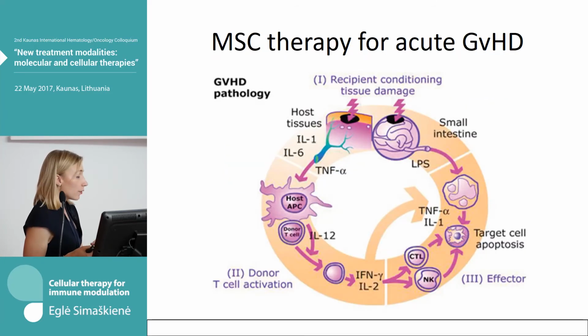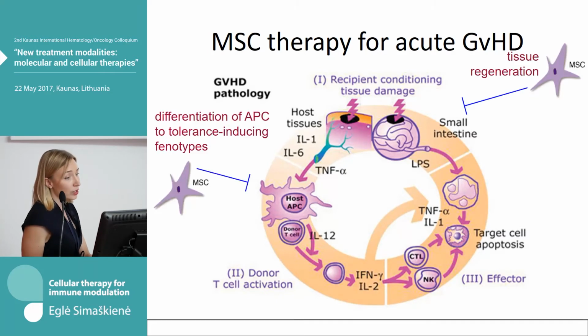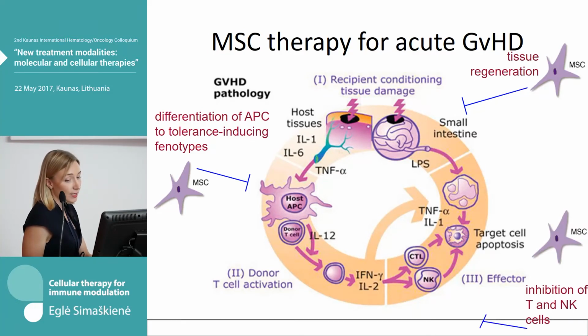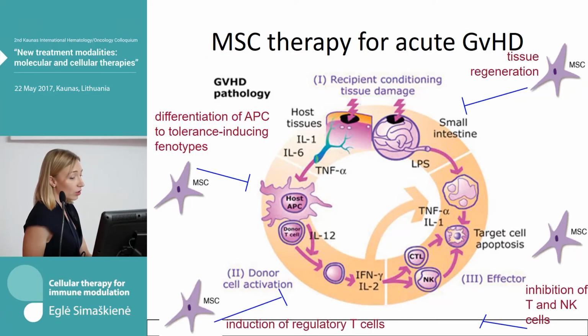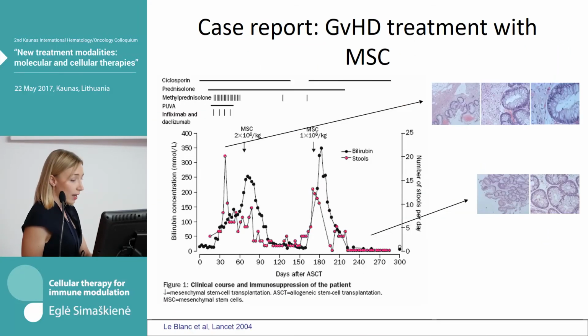For this cause, mesenchymal stem cells have been applied, and I'm not going to explain the difficult mechanisms. I just want to say that they work in tissue regeneration, differentiation of antigen-presenting cells to tolerance-inducing phenotypes, inhibition of T and natural killer cells, and induction of regulatory T cells. As I said, there are a lot of different mechanisms.